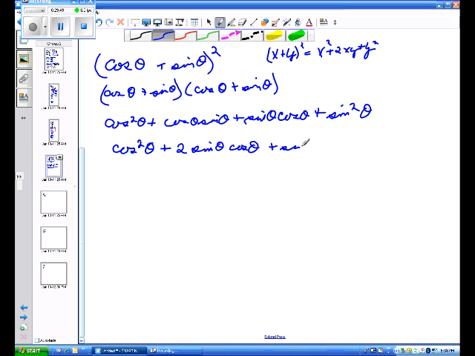plus sine squared theta. Well, when we stop to look at this, we might notice, and we can use our commutative property anytime we want, but we have a cosine squared plus sine squared. Well, we have an identity that says cosine squared plus sine squared is 1. So this would be 1 plus 2 sine theta cosine theta. And we have it, we've done our multiplication and have it simplified down.